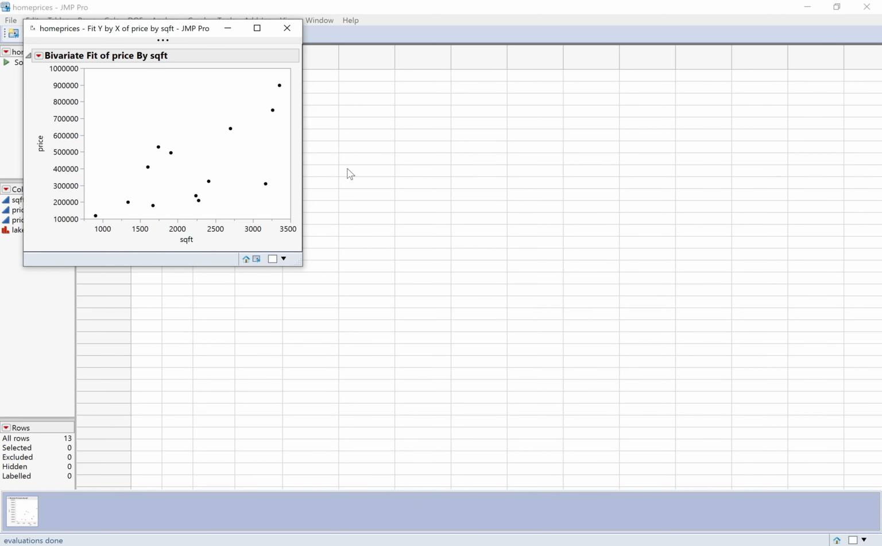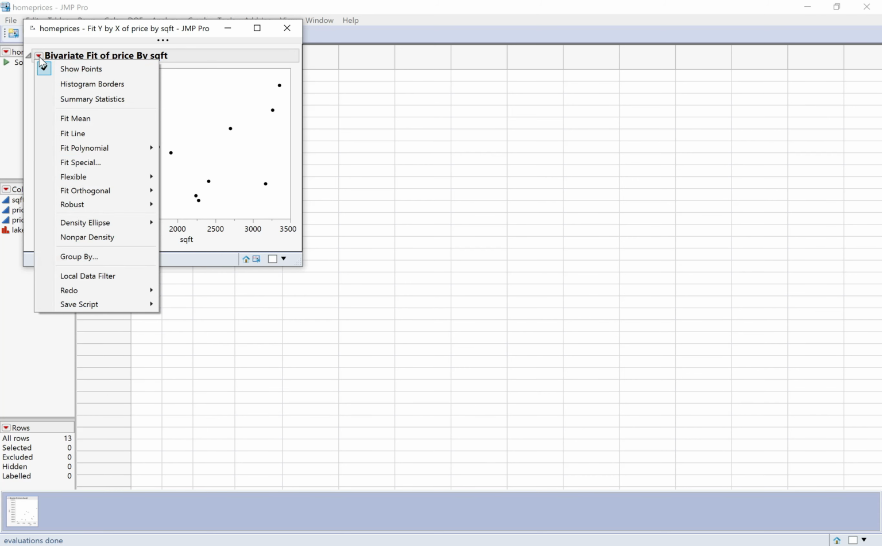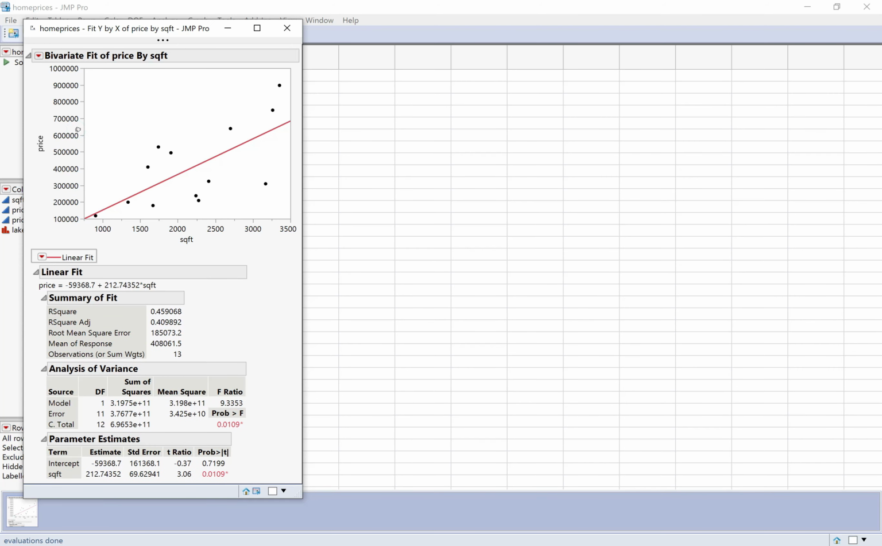We'll click OK. So right now it's just showing us the scatter plot, the relationship between size and price, but if we click the little down arrow next to Bivariate Fit, there's an option to fit the line. So we're going to do that, and then this gives us all the output that we need.